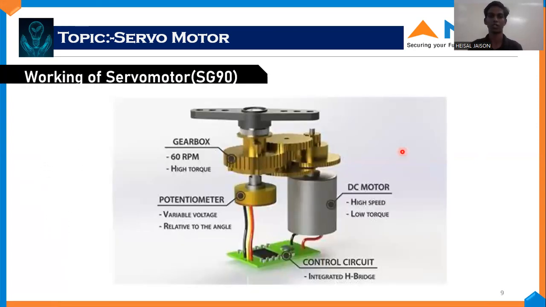Then, the working of a servo motor. Here you can see some gears. First of all, I start with the DC motor. In a DC motor there is a magnet, and it rotates due to the change in magnetic field. You can also see the control circuit, the H bridge.